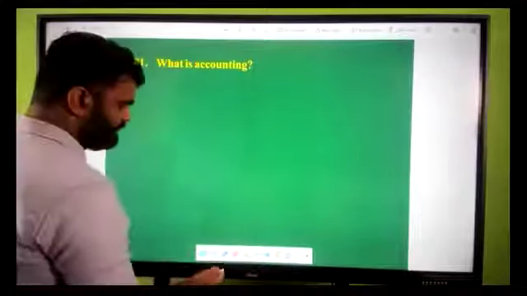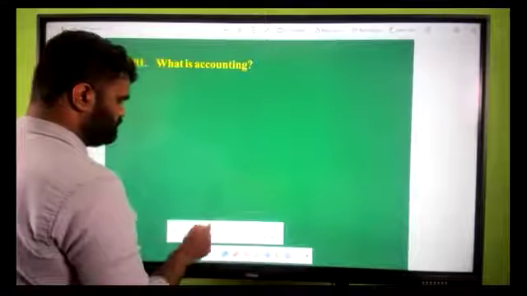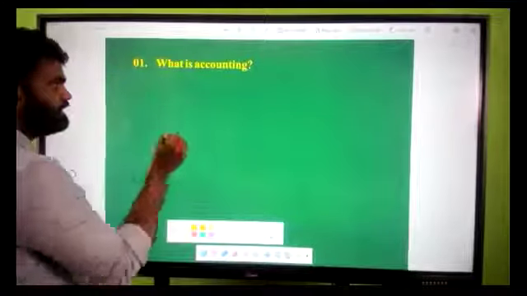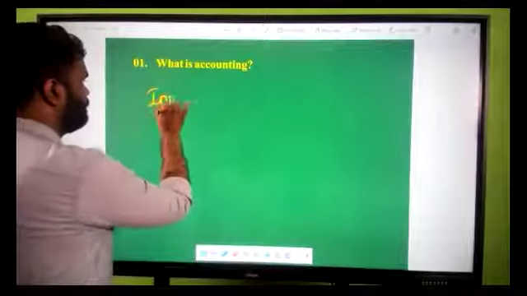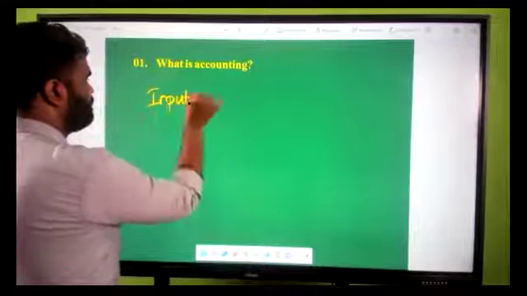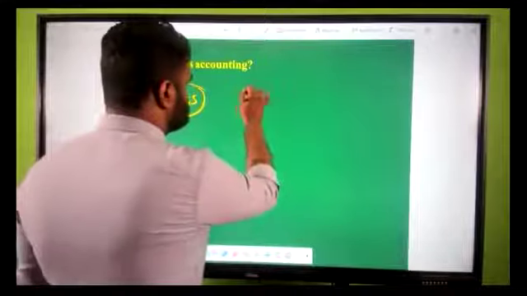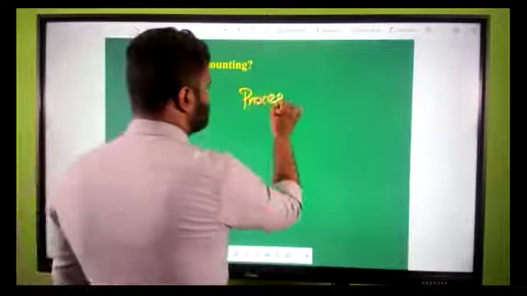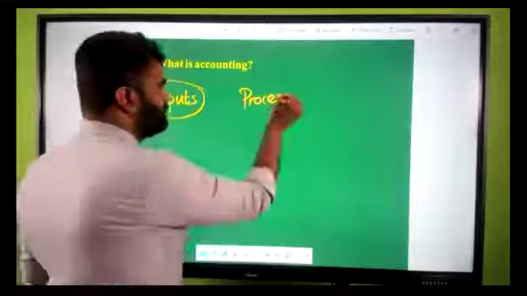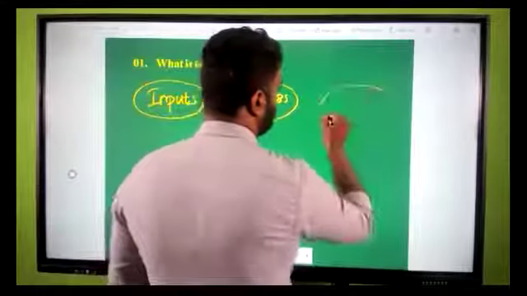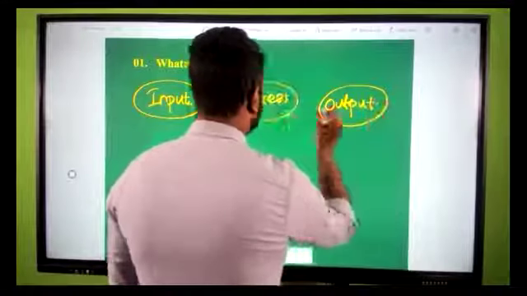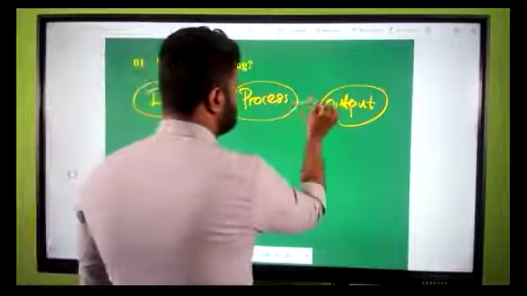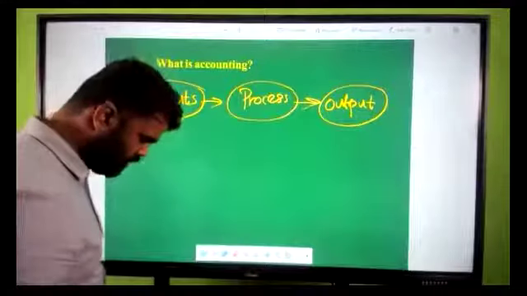Right. What is accounting? So basically we are identifying accounting like this. We define accounting as a process. That means accounting has input, process, and output. Don't write it, I'm just explaining. So accounting has a process like this: input, process, and output.